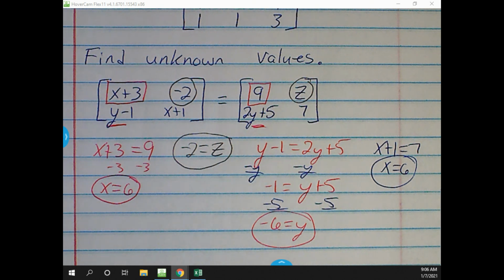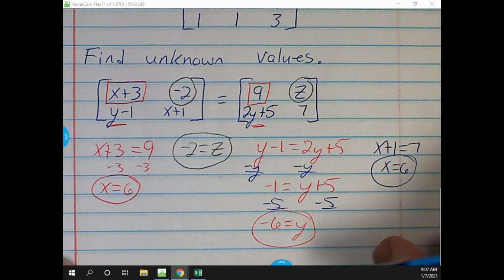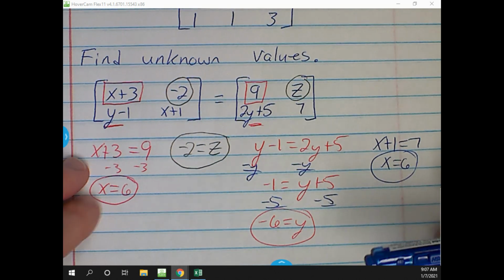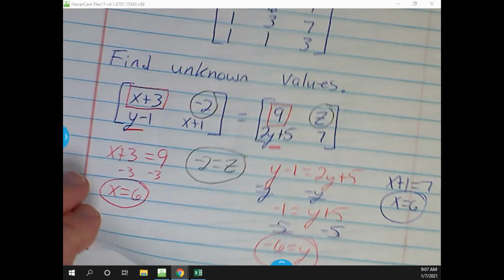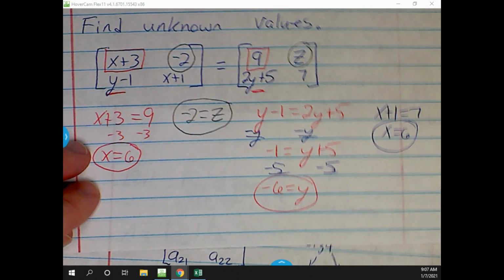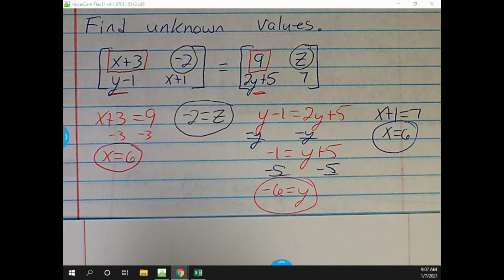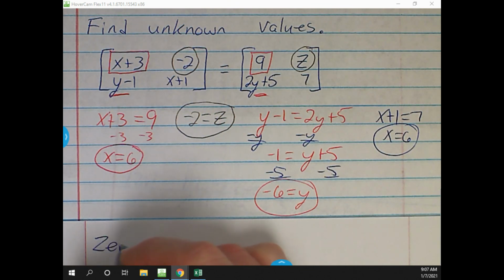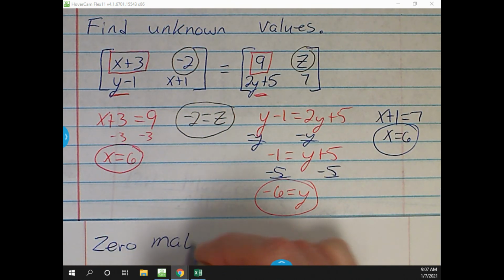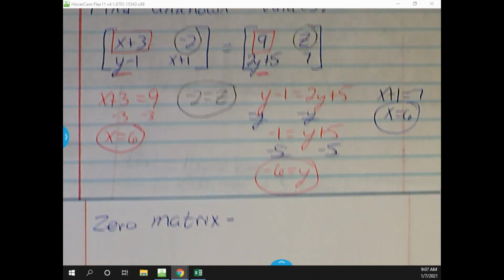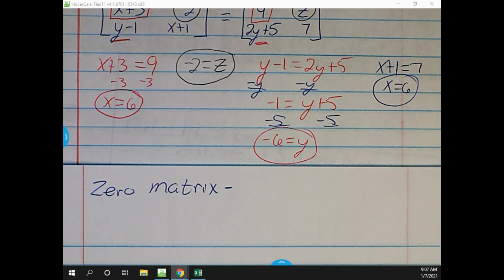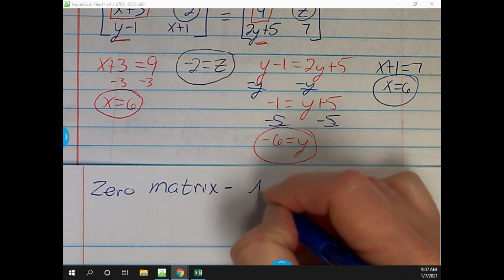Okay. Oh, and here's one last little thing. And this is not really a topic; it's more of just something that may pop across when you're going through these. The last little thing that they talk about with matrix addition and matrix subtraction is they may talk about a zero matrix. A zero matrix is what it sounds like. It's a matrix with all zeros.